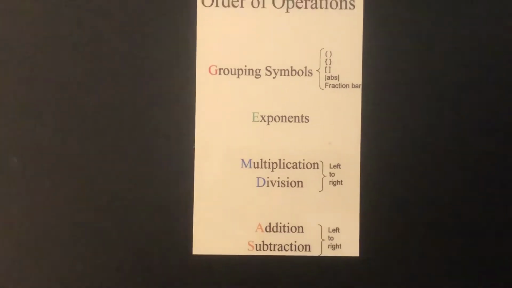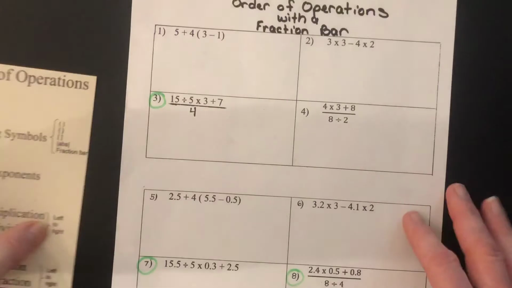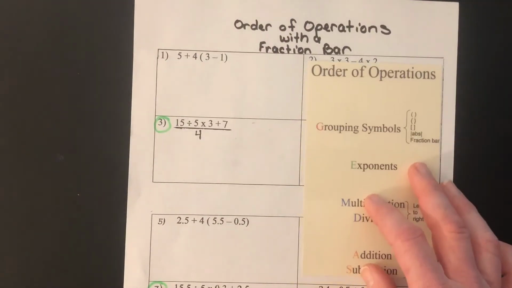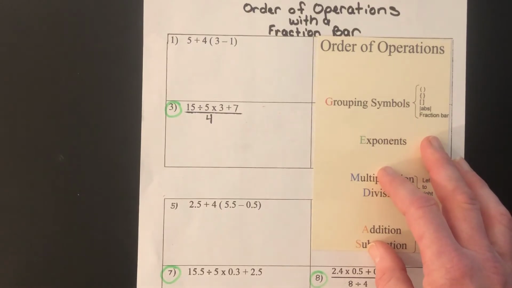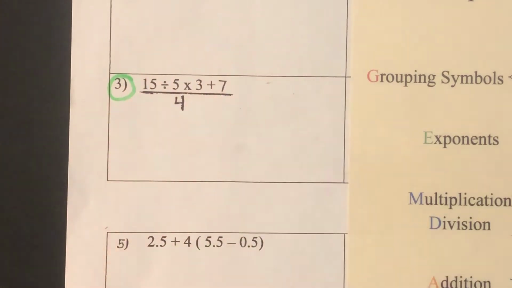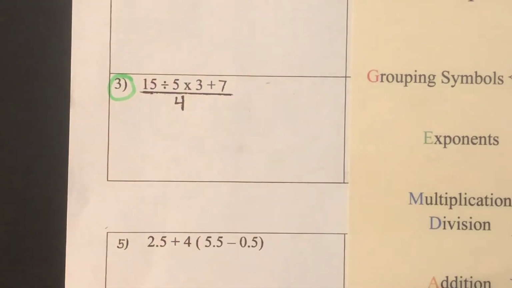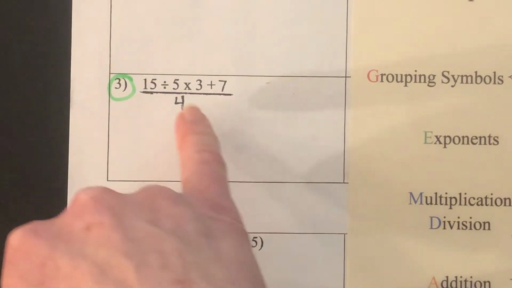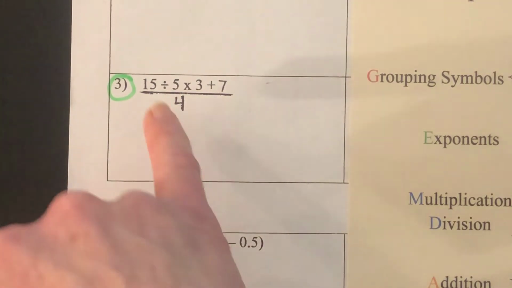All right, so move this over. Start with this. Let's do number 3 together. Think of all the numbers above the fraction bar as their own group. So you're going to get rid of all the operations above the fraction bar before you do the dividing. If there were operations on the bottom, you would do all of those as well.